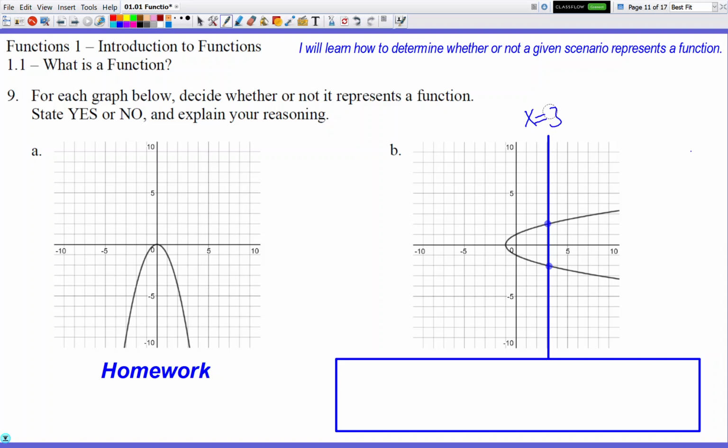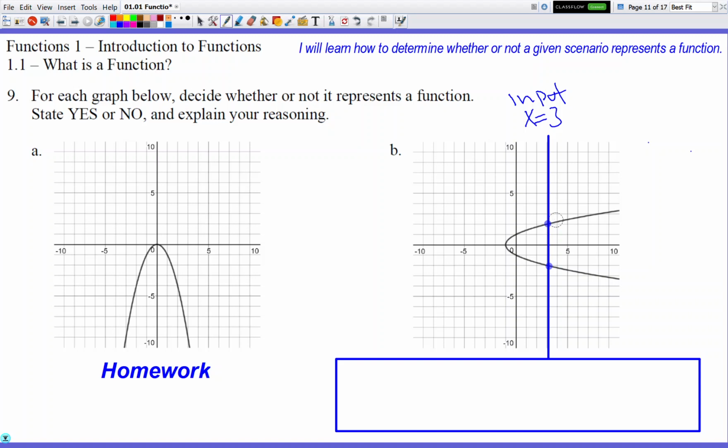So that's your input. Your input is x equals 3. Let's look at what this vertical line does to the graph. It intersects it, it makes contact with the graph. And where does it make contact? It makes contact at these two blue dots. These 2 blue dots represent where the vertical line hits the sideways parabola. So what is the y value of this top blue dot where it makes contact?